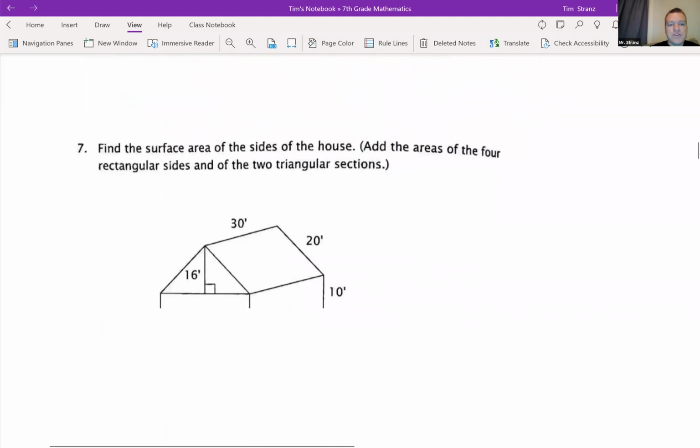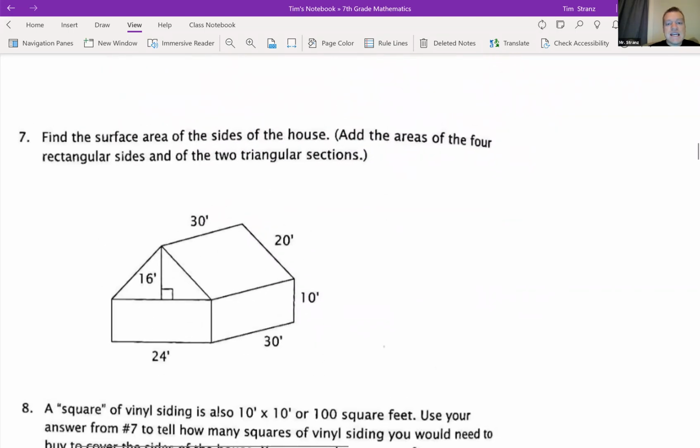Okay, number 17, find the surface area of the sides of the house. Add the areas of the 4 rectangular sides and of the 2 triangular sections. To do this, first we're going to find the sides of the house, the rectangles. So this rectangle, if we do 30 and 10 right here, that's going to be 300. We know that there's 2 sides to the house, so that's going to be 600.